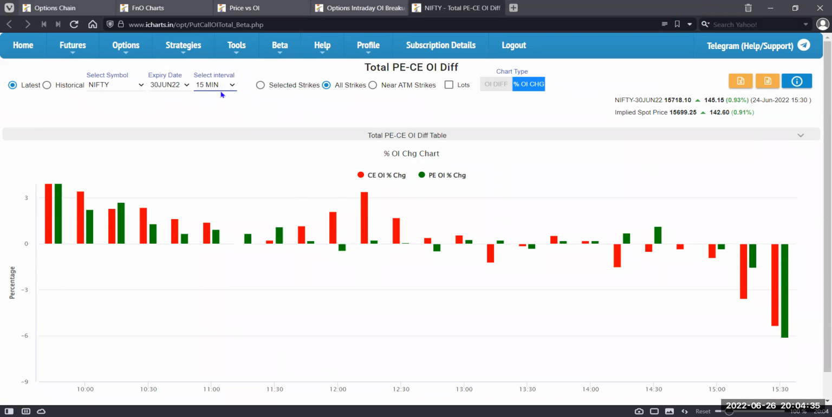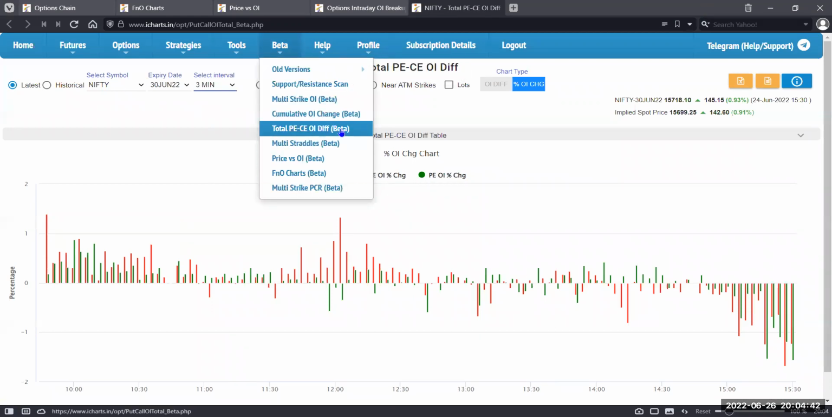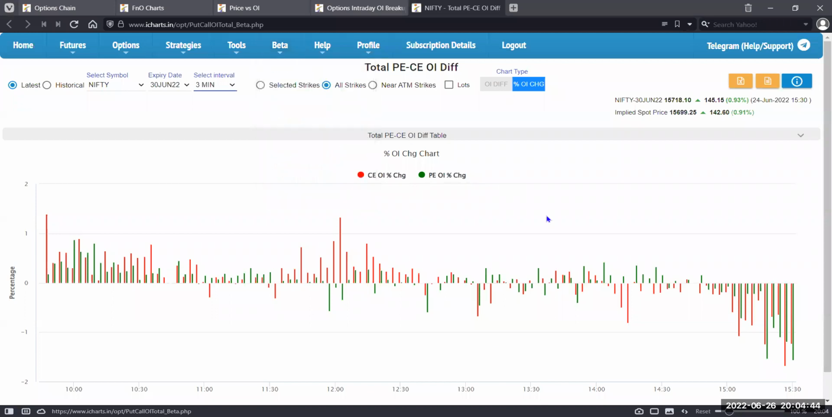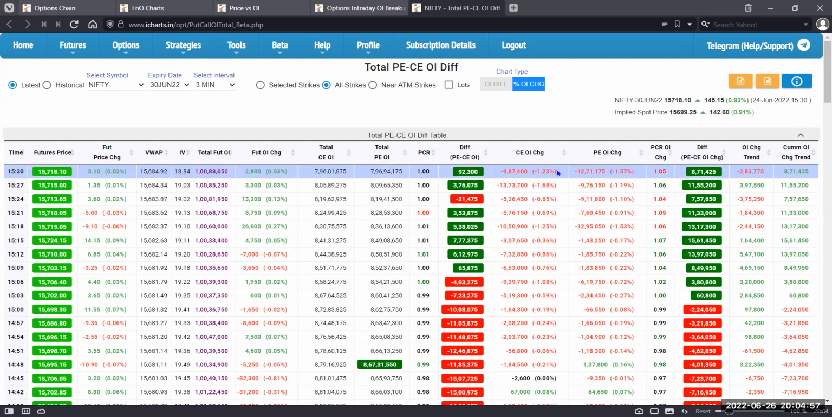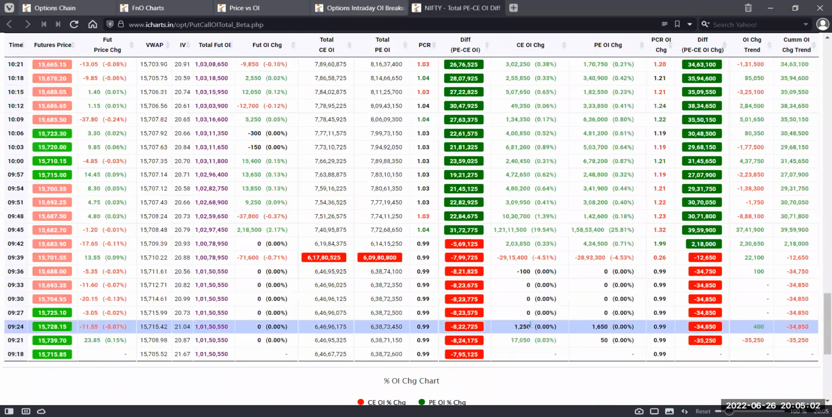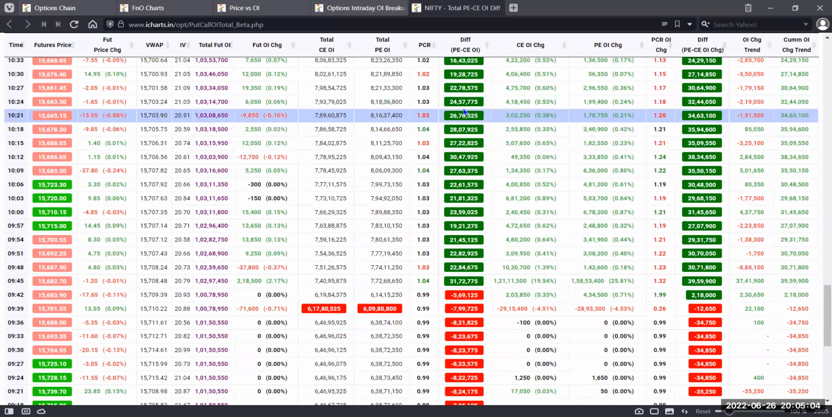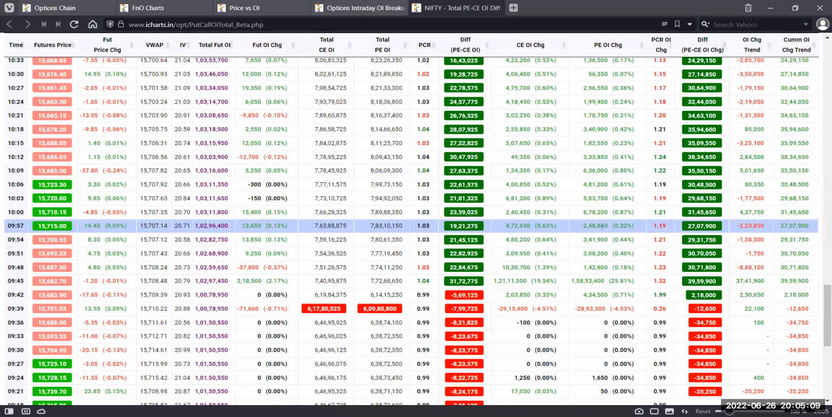Okay, total PECE OI. Now this is the one under beta where we are adding lots of features. The main thing we have added here is the percentage OI change chart, which is the percentage OI change. These two columns here. These columns are the time slot wise difference between total CEOI change and total PEOI change for the day.